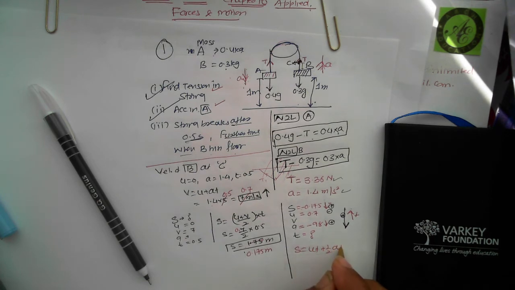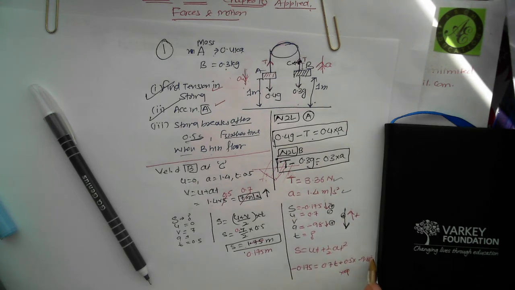I'll put the values in. Minus 0.175 equals 0.7t, because I'm taking this as positive, because it's going upwards. Plus half is 0.5, so 0.5 times minus 9.8 and times t squared, time is what we have to find. Minus 9.8 t squared.